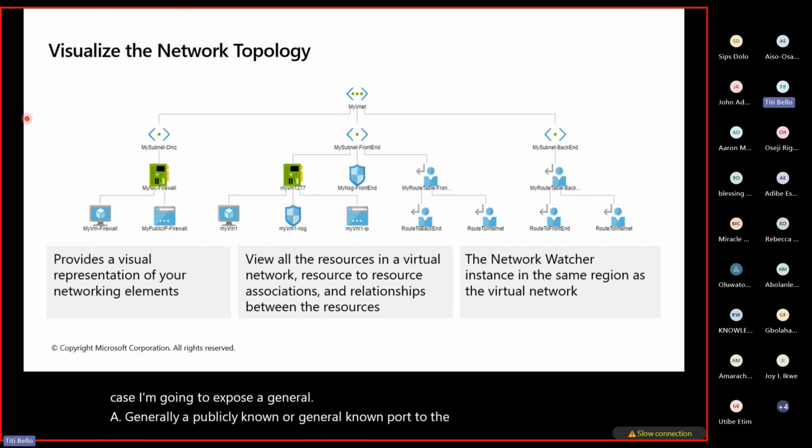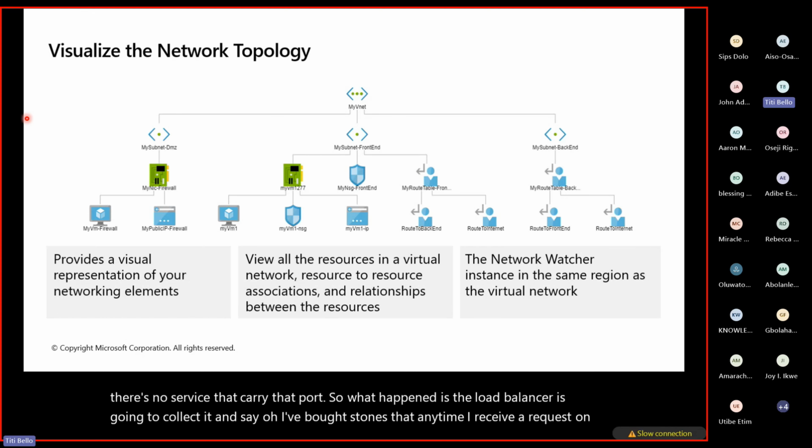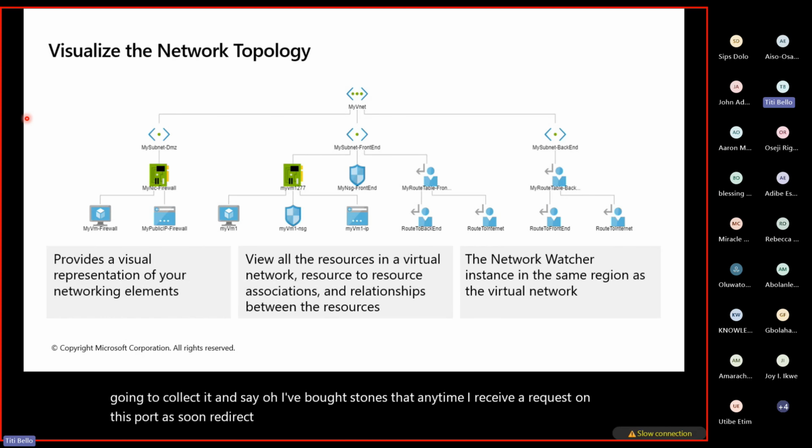But when that request gets to my network, there will be no server to respond to it, because there's no service that carries that port. So what happens is the load balancer is going to collect it and say, oh, I was told that anytime I receive a request on this port, I should redirect it to this IP address on this other port instead. That is one concept behind it.